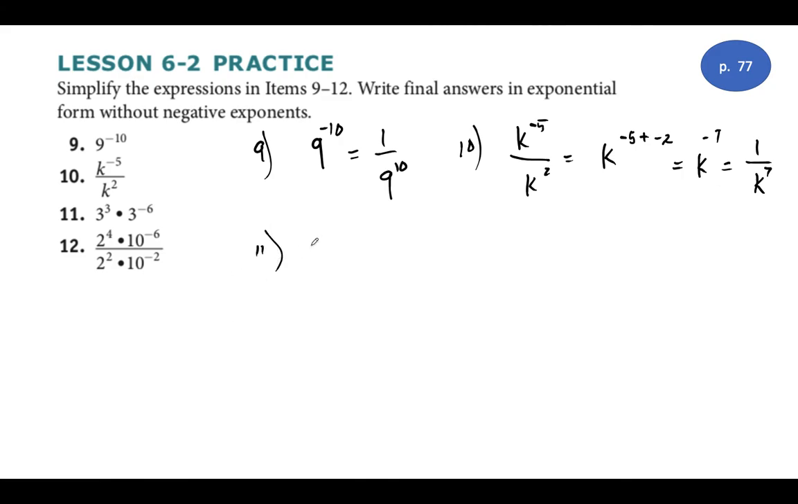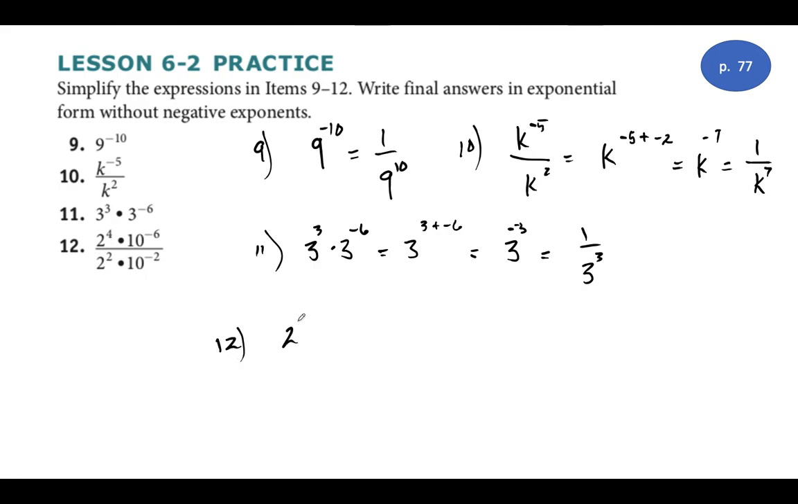Number 11. I have 3 to the 3rd power times 3 to the negative 6th power. Well, now I am multiplying powers with the same base, and the rule says we add those exponents. 3 plus negative 6 is negative 3. And then here at the very end is when I say, oh, negative exponent, you're in the wrong place. You need to be in the denominator, and then the exponent is positive. Last one. I hope it's sunk in.